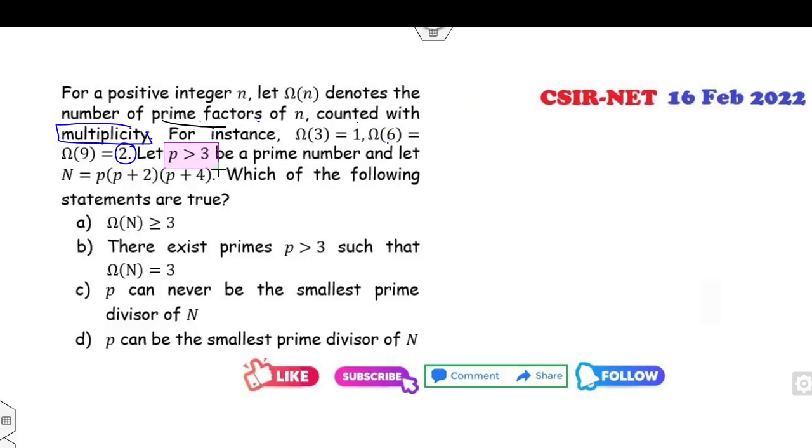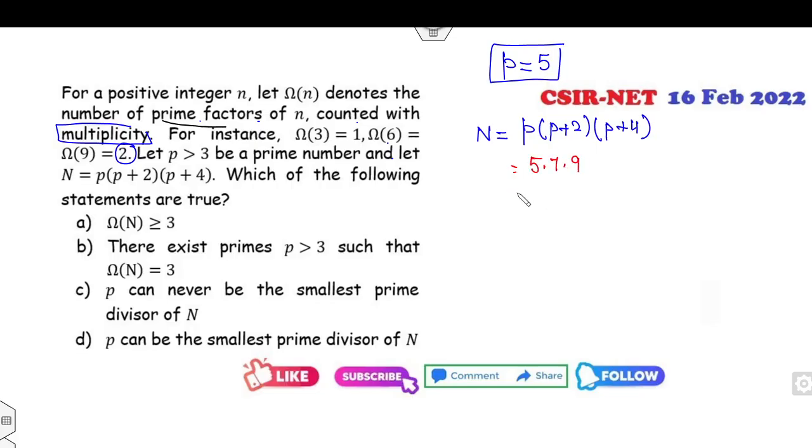Then let P greater than 3 be a prime number. Let's say P is equal to 5, any prime number. And let capital N be P(P plus 2)(P plus 4). Then omega of N is greater than or equal to 3. So what is N? P is 5, so N is 5, 7, 9. Fine. 9 will be 3 squared.